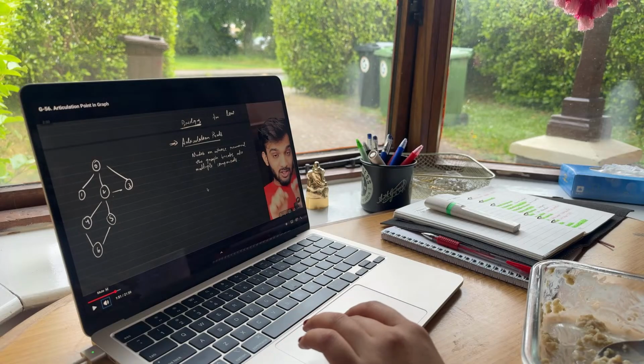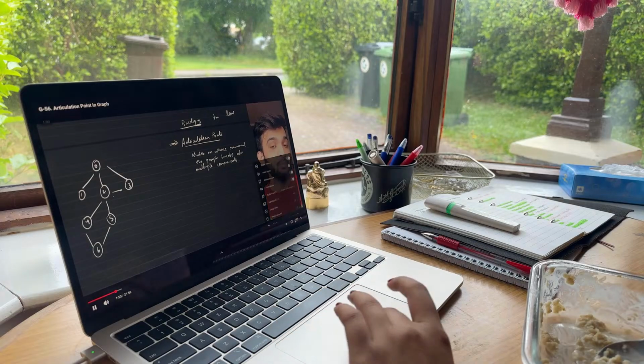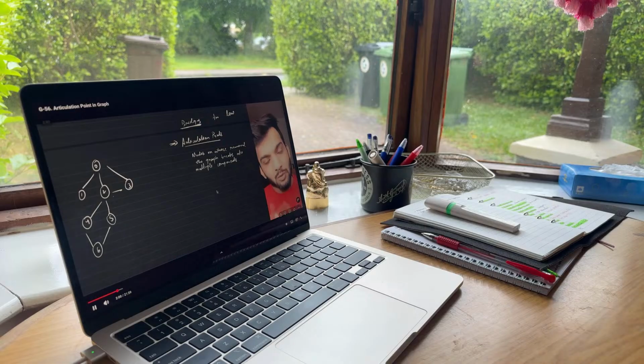This particular video is talking about articulation points, because I'm assuming you've seen the video on bridges in a graph, because the concept that we used in bridges in a graph is what we will be using in the articulation point. So please go back and watch it and come back and watch this video again.